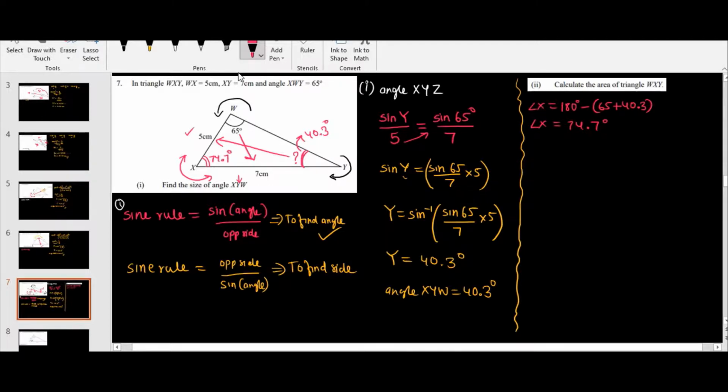Now it is easy for us to write the formula for the area of a triangle. Let us write area equals, the formula is half multiplied by these 2 sides, 5 and 7, multiply sine. When you are finding the area of a triangle, it will always be sine. There is no cos and tan. It's always sine. Sine of 74.7 degrees.